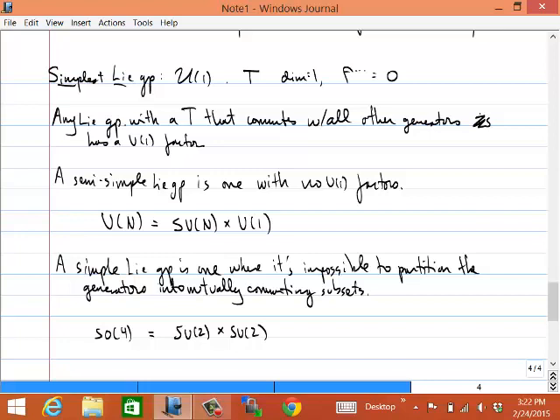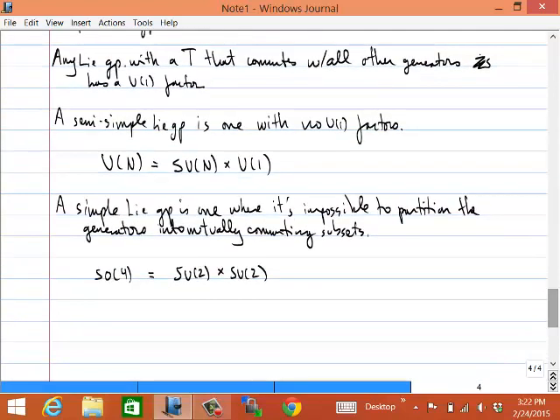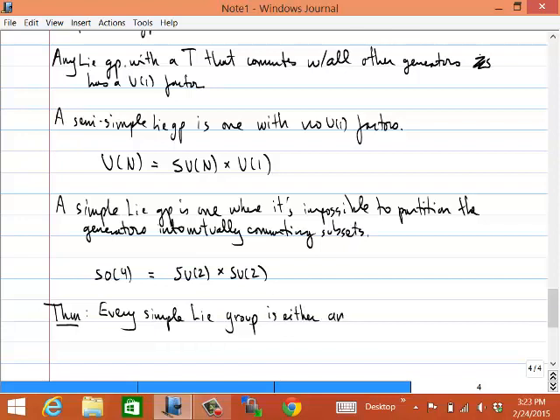Good. And so the theorem is that every simple Lie group is either one of 5 exceptional groups, which we'll talk about in a second, or it falls into one of 3 families.